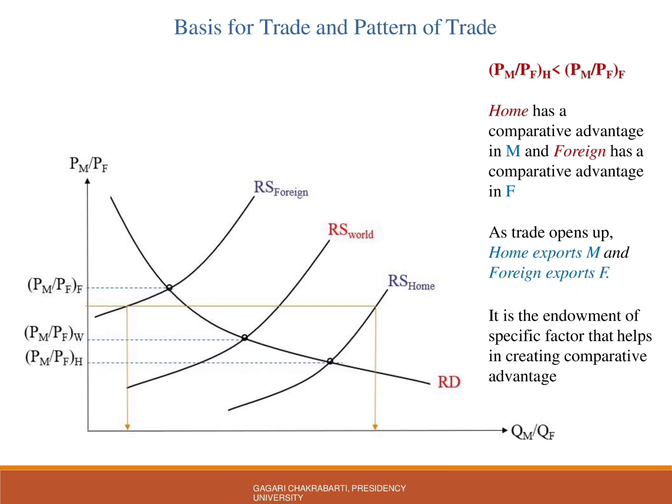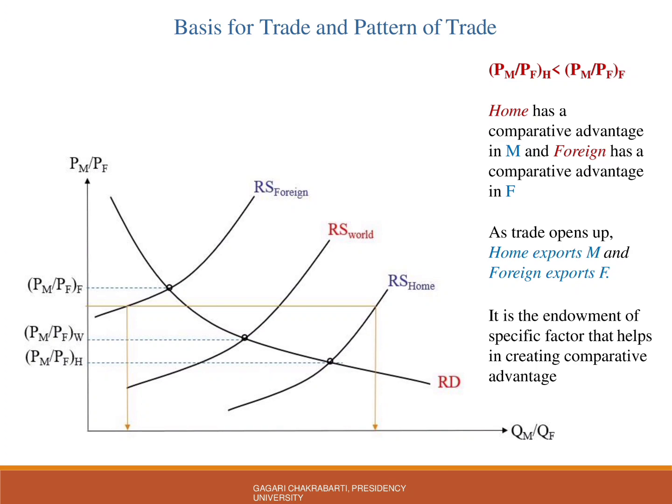These two are the two autarkic prices. Therefore, PM by PF in foreign is greater than PM by PF in home. So what is our conclusion? Home has a comparative advantage in manufacturing goods and foreign has a comparative advantage in food. Therefore, as trade opens up, home will export M and foreign will export A.